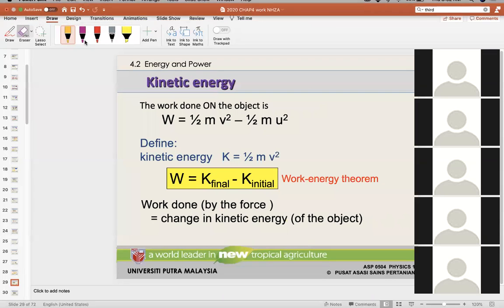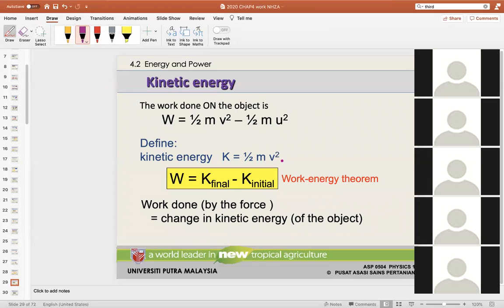Okay, continuing. So work done on the object is K final minus K initial. This is our work energy theorem. Very important to remember. Maybe the exam can ask you, what is the work energy theorem? So you have to know this equation.